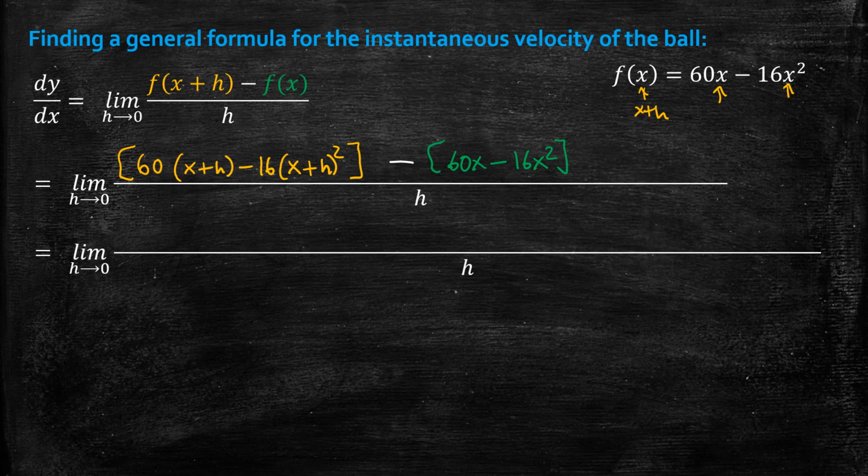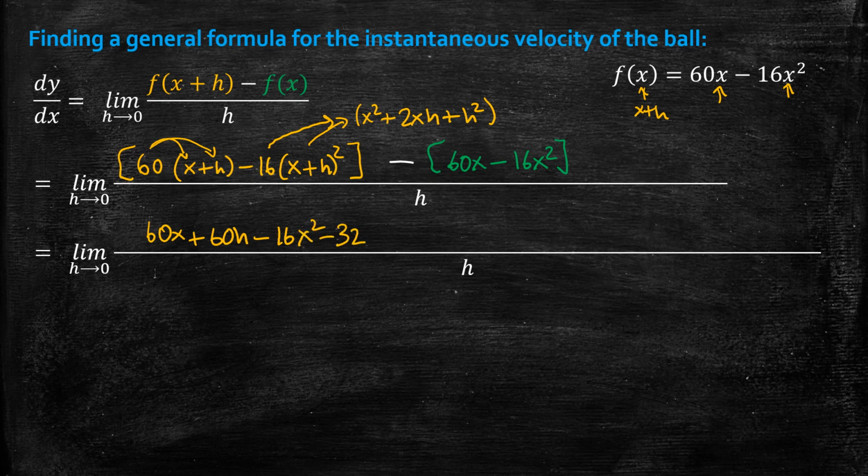And now we're going to distribute and FOIL and really try to combine like terms and simplify. So first of all, it's convenient to just expand x plus h squared, which if you FOIL out would make this. And now we can distribute away. So we have 60x plus 60h minus, and now I'm going to go straight and distribute 16 into there. 16x squared minus 32xh minus 16h squared. And I have that minus, and once I open up the brackets, it becomes minus 60x plus 16x squared.